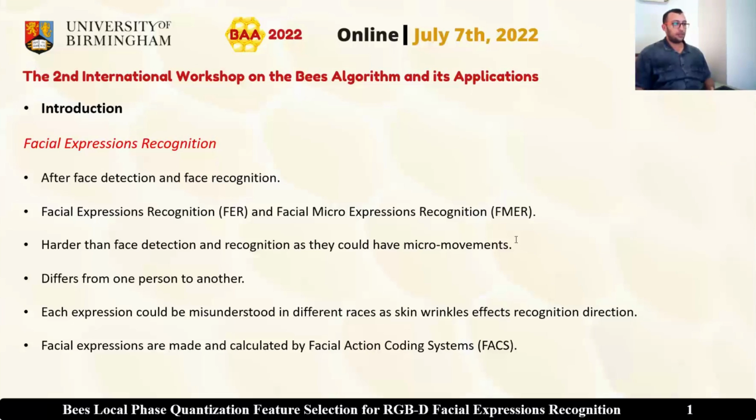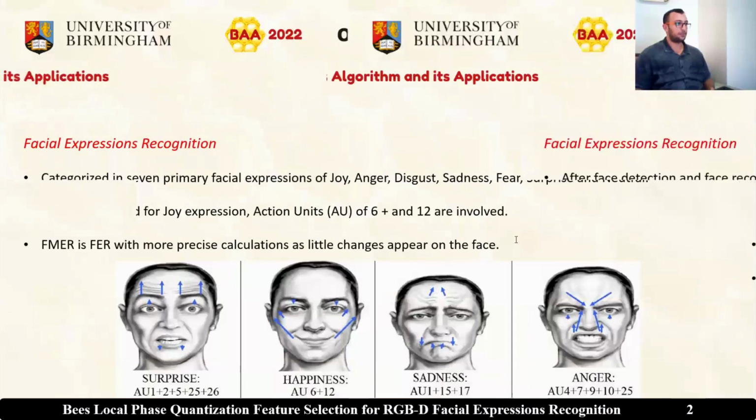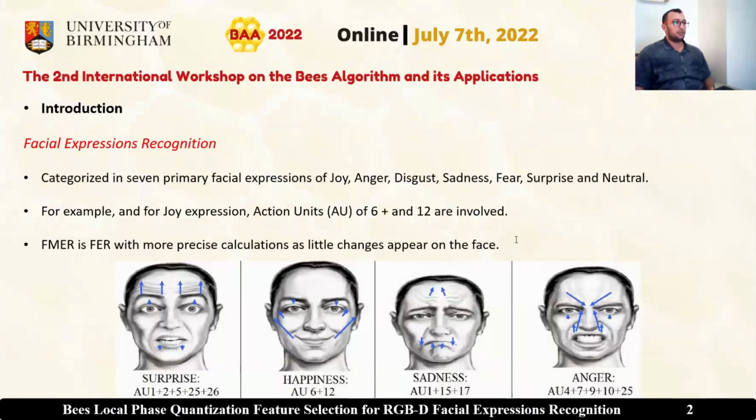They are made of facial action coding system units, or FACS. They are categorized into 7 primary facial expressions: joy, anger, disgust, sadness, fear, surprise, and neutral. For example, for joy, action units are 6 plus 12. FMER and FER need more precise calculation as only a little change appears on the face. So, in the figure, we can see surprise, happiness, sadness, and anger, plus their action units.